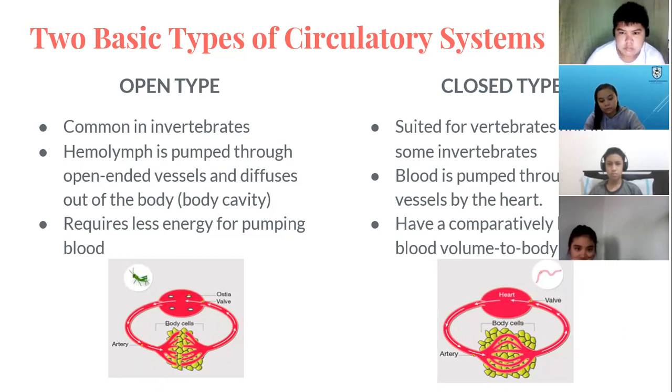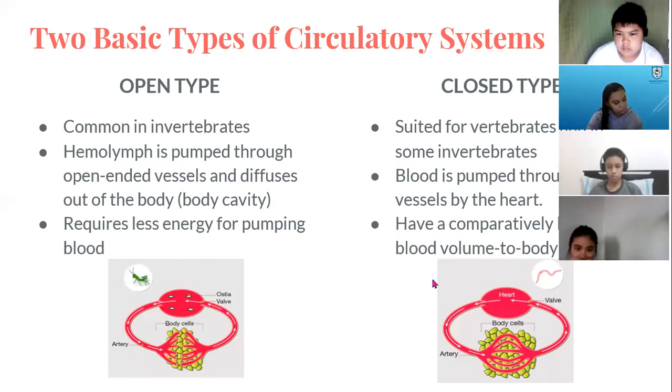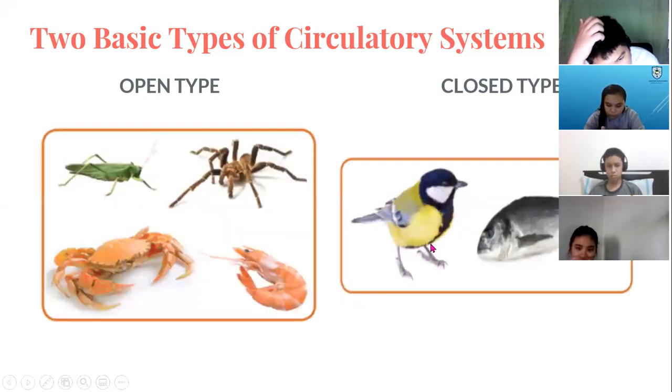So can you still follow our discussion? Yung pinagkaiba, more likely, nito, dito lang. In our open type, it doesn't have that artery and vessels connected to each other, while in closed type, it has the artery and veins connected to each other. Ayan. So we have the following examples.